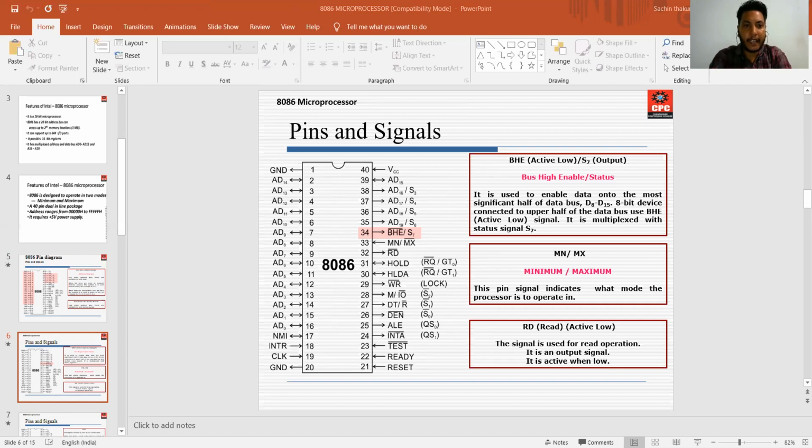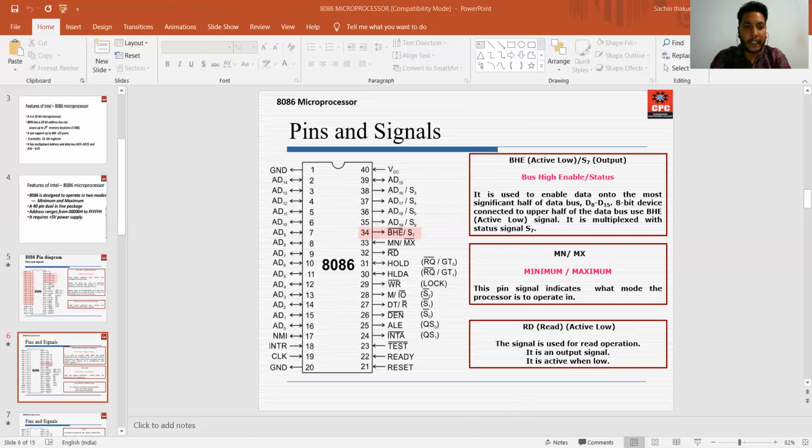RD, read. Next pin is pin number 32, that is your read. This read pin is an active low pin. This signal is used for read operations. It is an output signal. It is active when low.